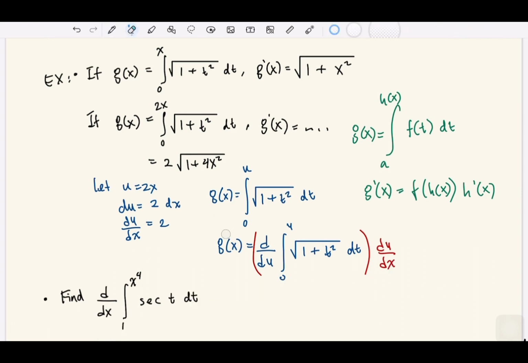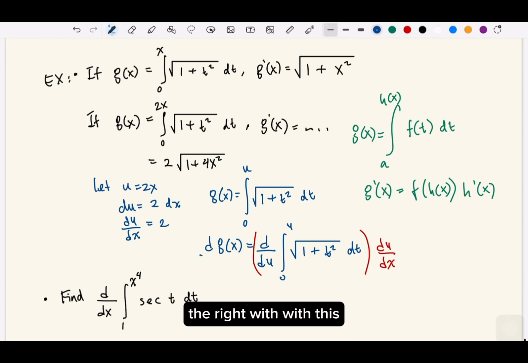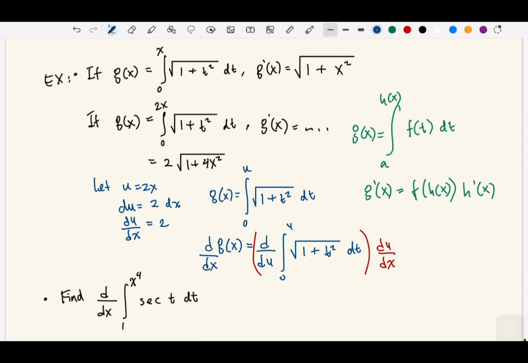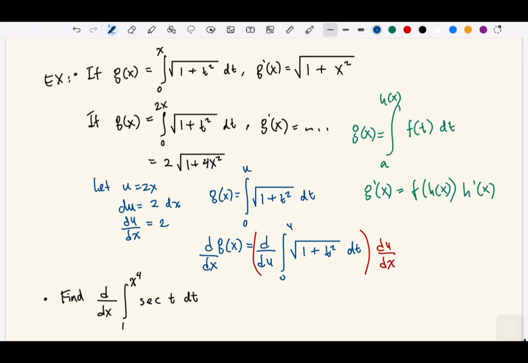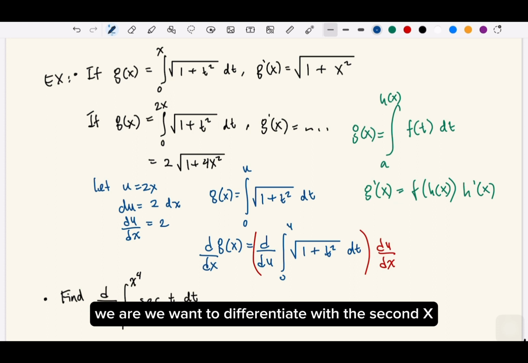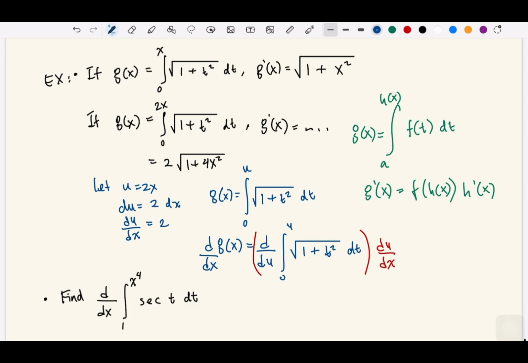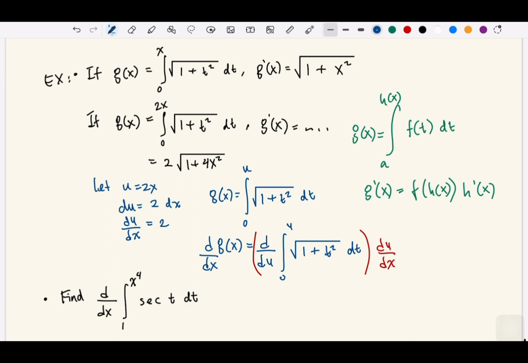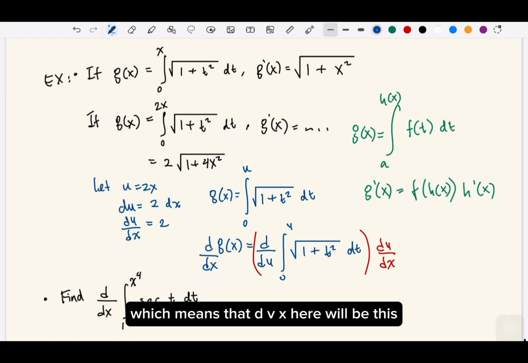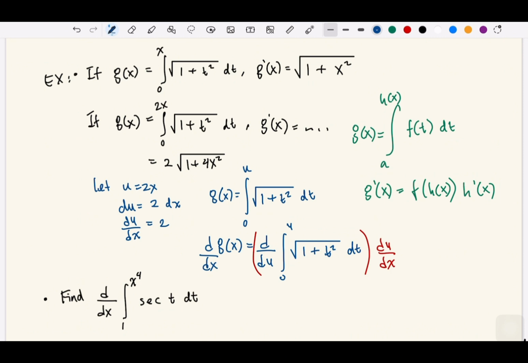All right, okay, this is actually, let me write with this. To make this equal to the right side, we need to multiply with du/dx, so that we are going to have this. Right? We want to differentiate with respect to x, but since we are letting the function become u, we need to have the definition altogether. So u is 2x. So du/dx is equal to 2. Which means that du/dx here will be this. And basically this part is just substituting here.